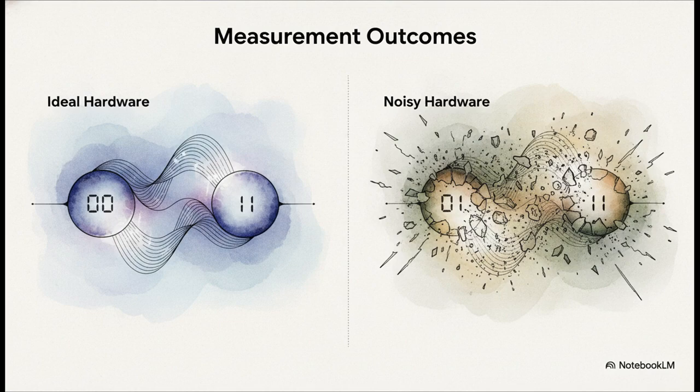Now, on ideal, mathematically perfect hardware, your outcomes concentrate perfectly on 0-0 and 1-1. They aren't two independent random bits, they're completely locked together. But if you run this exact same code on real, noisy hardware, suddenly unexpected 0-1 and 1-0 outcomes will appear. So this simple pattern becomes your very first vital sanity test for hardware noise.